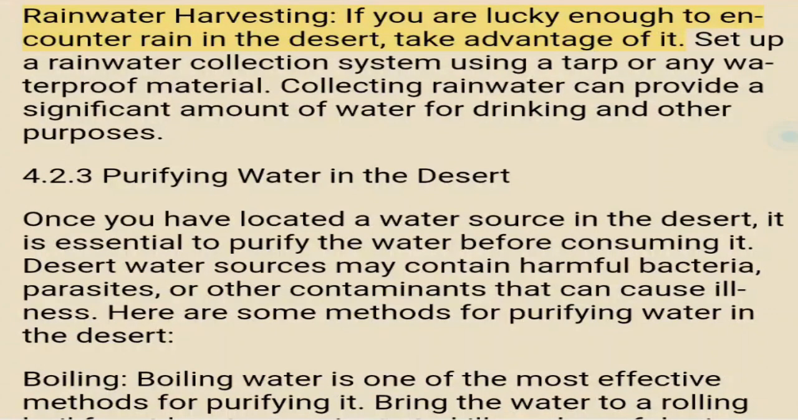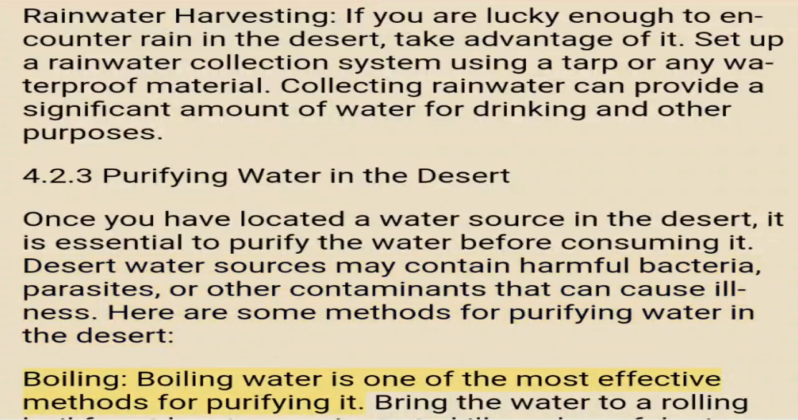Rainwater harvesting. If you are lucky enough to encounter rain in the desert, take advantage of it. Set up a rainwater collection system using a tarp or any waterproof material. Collecting rainwater can provide a significant amount of water for drinking and other purposes. 4.2.3 Purifying water in the desert. Once you have located a water source in the desert, it is essential to purify the water before consuming it. Desert water sources may contain harmful bacteria, parasites, or other contaminants that can cause illness. Here are some methods for purifying water in the desert.